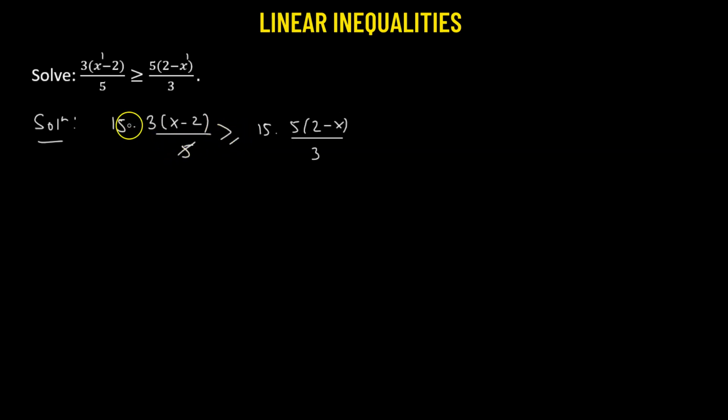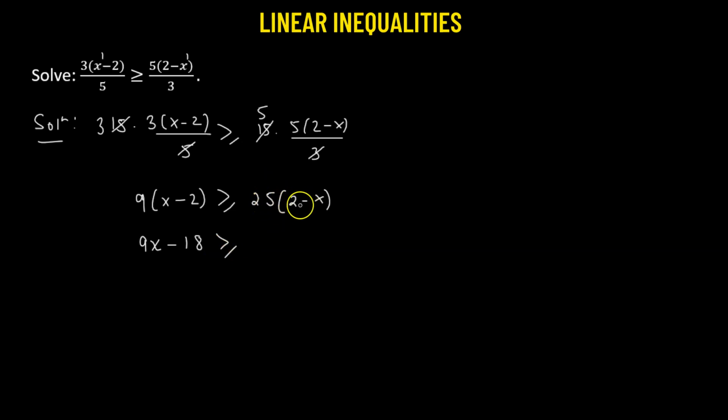Now we have 5 times 3, so we have 3, so 3 times 3 will be 9, so we have 9 times x minus 2, greater than or equals to 3 times 5 is 15, and 5 times 5 will be 25, multiplied to 2 minus x. So let's now distribute 9 with x minus 2, so we have 9x minus 18, greater than or equals to, distributing 25 with 2 minus x gives us 50 minus 25x.